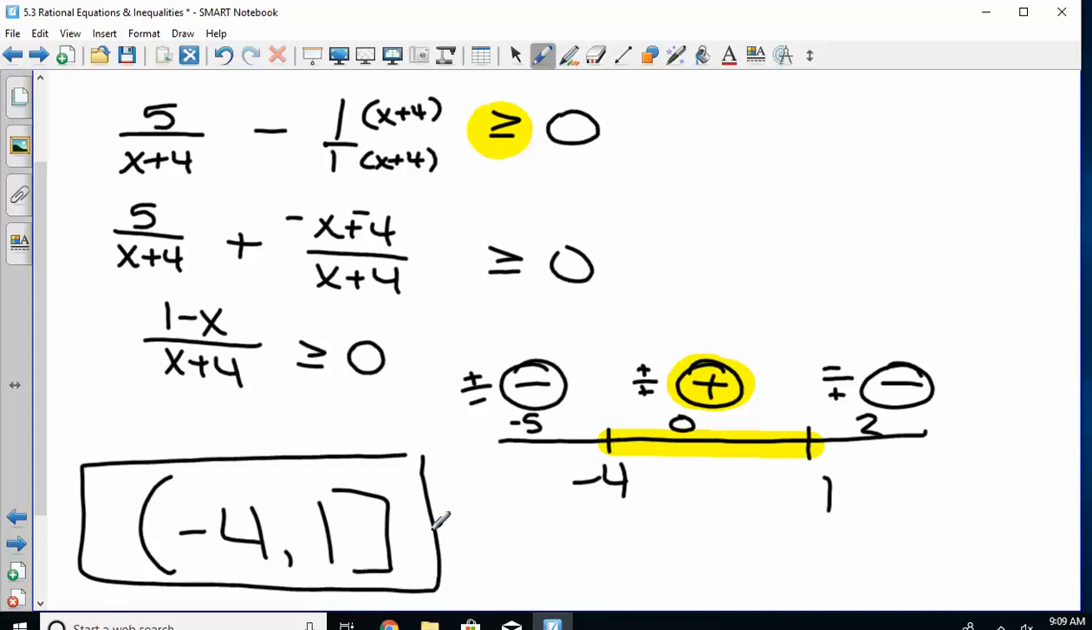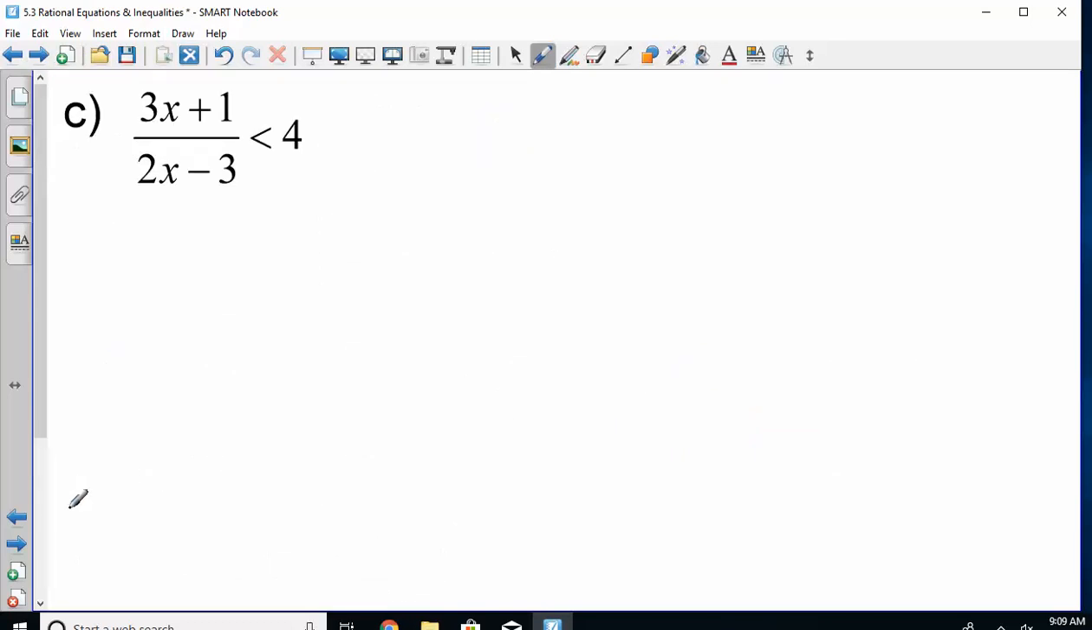Question 6. Do you guys see why that -4 got the parenthesis? Alright, we're just practicing these problems today. So let's do some work.